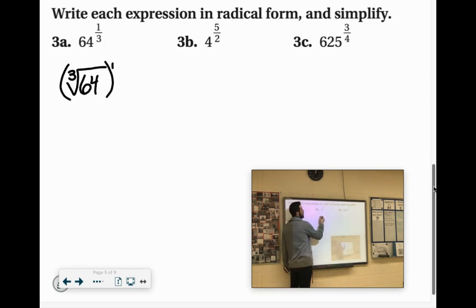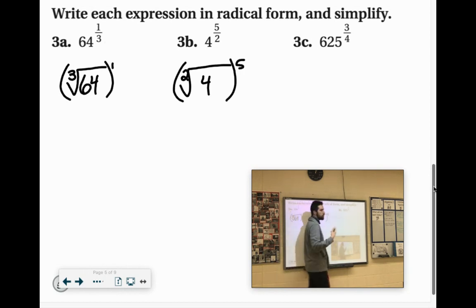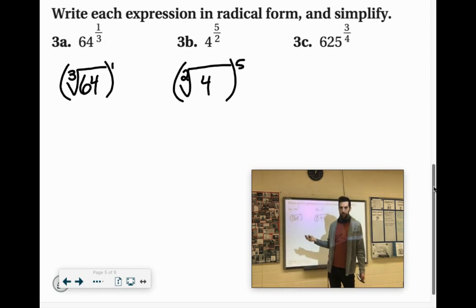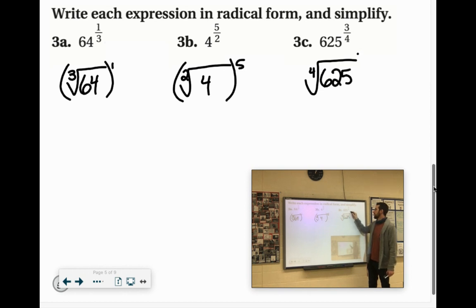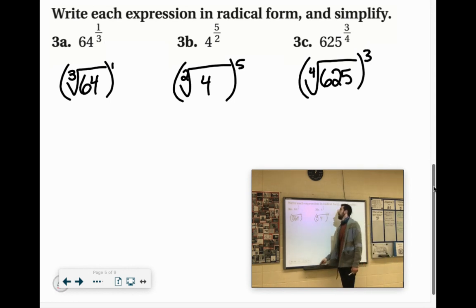For this one, the 2 becomes the root we're looking for. Now that just looks weird because we're not used to writing the 2 there, and you really don't need to. I'm just writing it there for this first example. We're looking for the square root on that. 625 to the 3/4, so we're looking for the 4th root of 625, and then we'll go to the 3rd power with that. Cube root of 64 is 4.